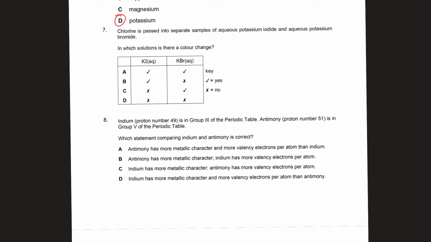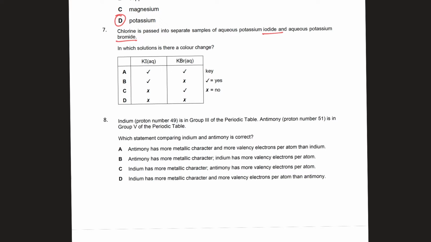Chlorine is passed into separate samples of aqueous potassium iodide and aqueous potassium bromide. What we want to know is, does chlorine replace any of these halides? Chlorine would replace them because this is a redox reaction. Chlorine is more reactive than iodine and bromine, because it is higher in the reactivity series. So chlorine is going to gain electrons, and bromide and iodide are going to lose their extra electron and be displaced by chlorine in a redox reaction.